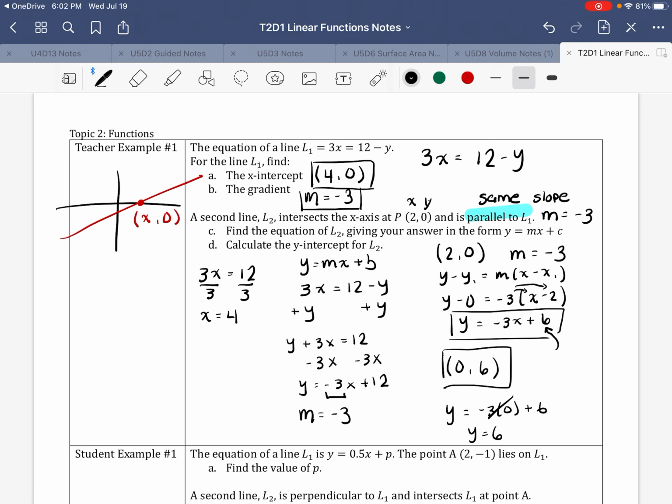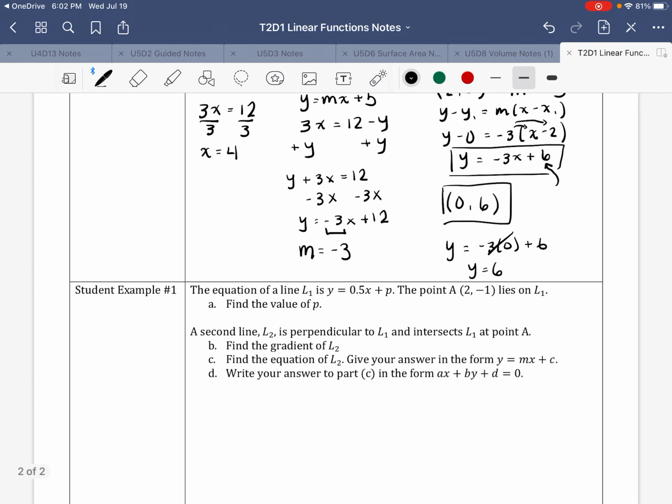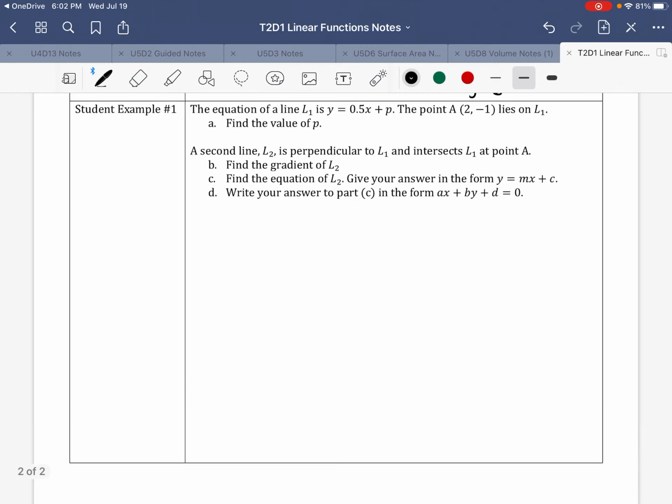So there are the solutions for teacher example number 1. Take a little bit of time and try student example number 1 on your own.